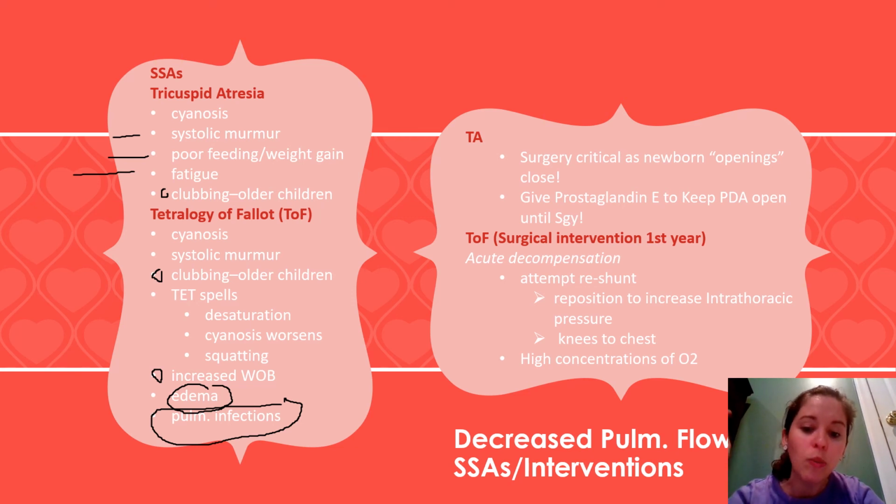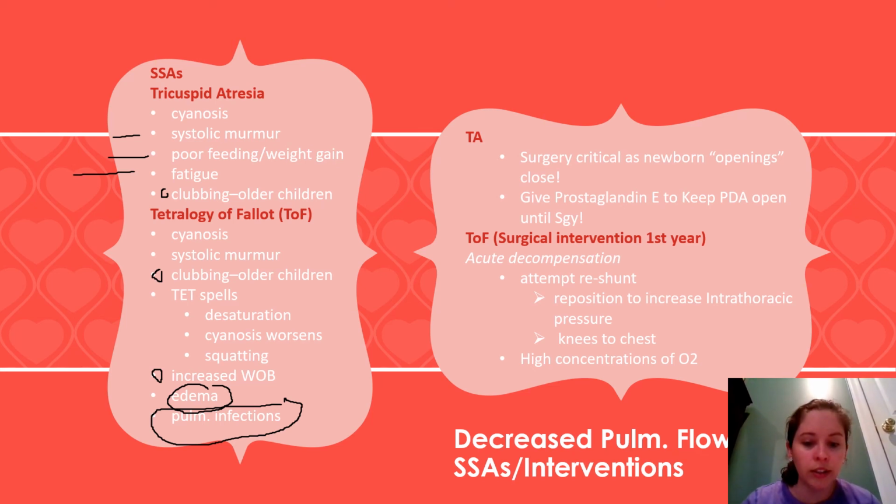Now, these patients, if they're having acute decompensation episodes, so if they're declining very acutely, our goal is going to be to give high concentrations of oxygen because we want to vasodilate those pulmonary vessels to try to receive as much blood as they can from that right ventricle. So we're going to maximize that side effect of oxygen by giving high concentrations of oxygen when they're in a decline episode.